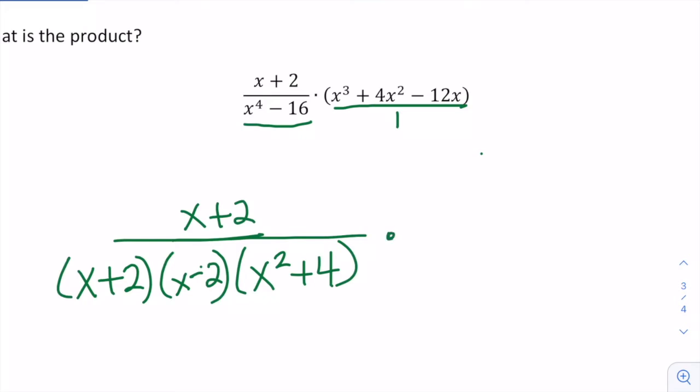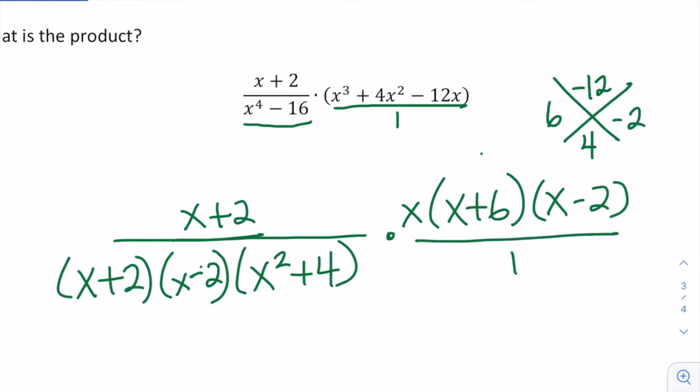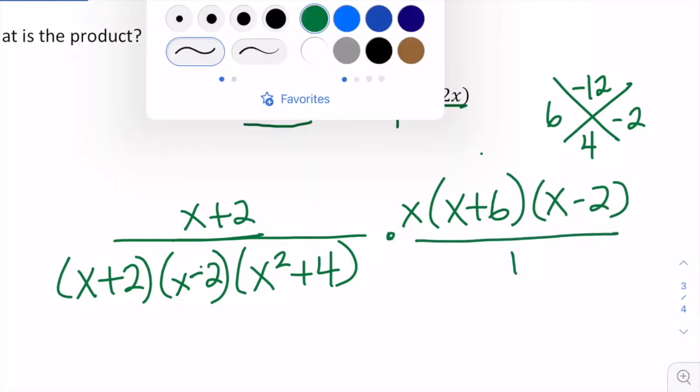So from here, we have an x that factors out, and we have x squared plus 4x minus 12. So we're looking for two numbers that multiply to make negative 12 and add to make 4. So that's going to be 6 and negative 2. So this factors into x plus 6, x minus 2. And in that second fraction, you just had a 1 in the bottom. All right, so now we get to reduce.